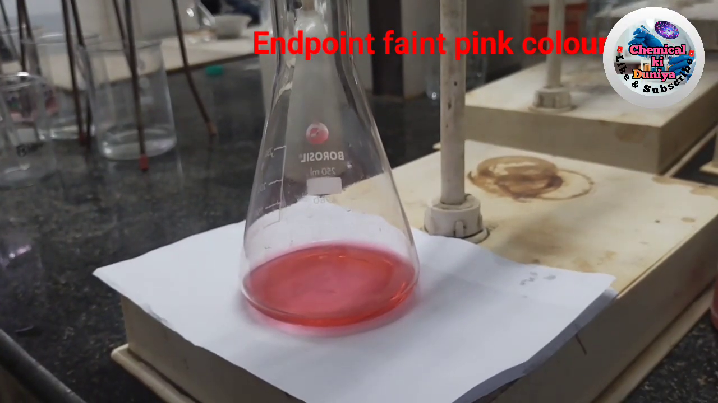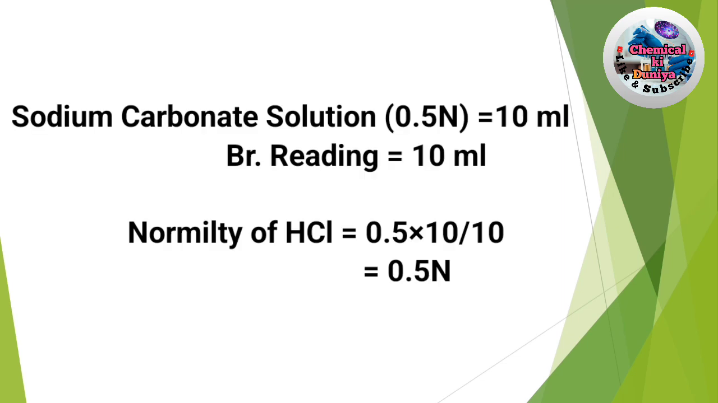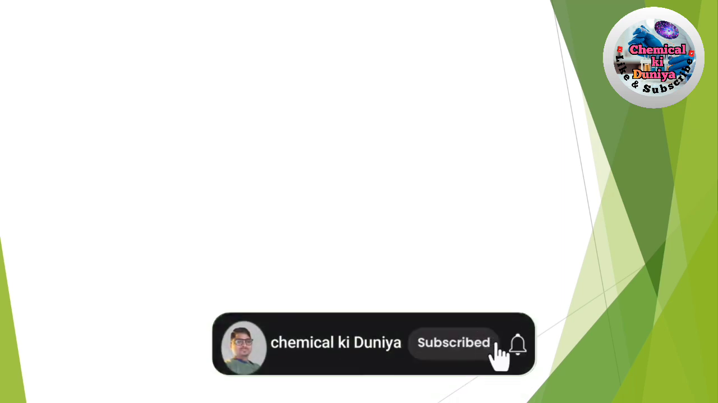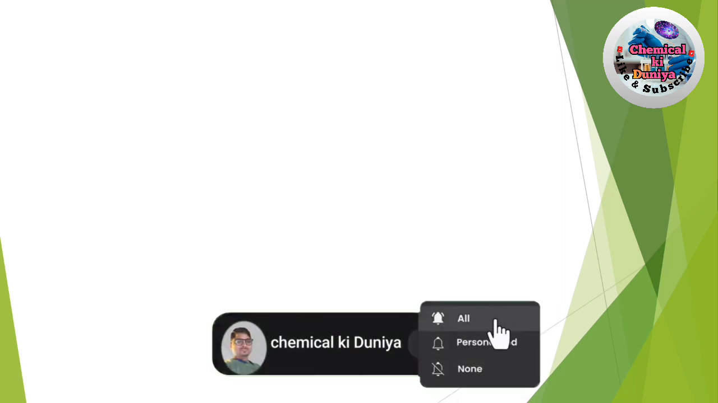Next, calculation. How much sodium carbonate solution did we take? 10 ml. Burette reading came to 10 ml. So find out the normality of HCl using this formula: 0.5 into 10 divided by V. V is the burette reading, which came to 0.5 normal.